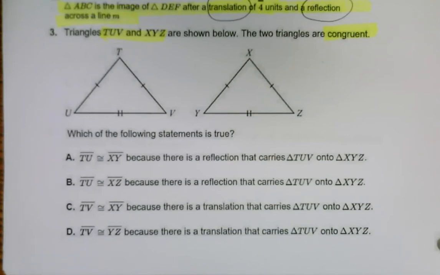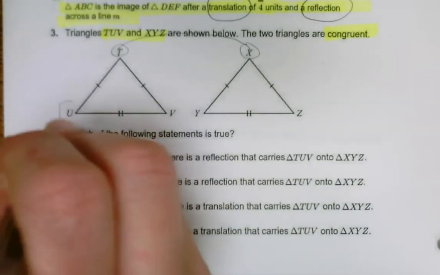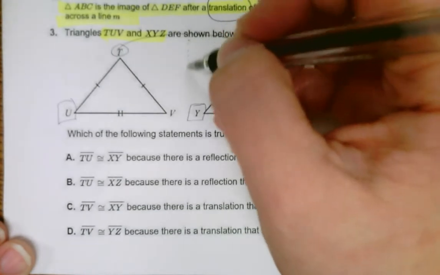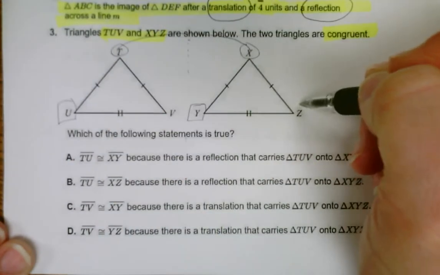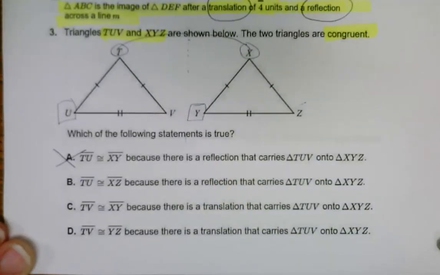Well, I wouldn't say that there's a reflection. Let's see. T matches to X, so that's okay. It says U matches to Y. So if there was a reflection here, this U would actually match to Z. So it can't be choice A.